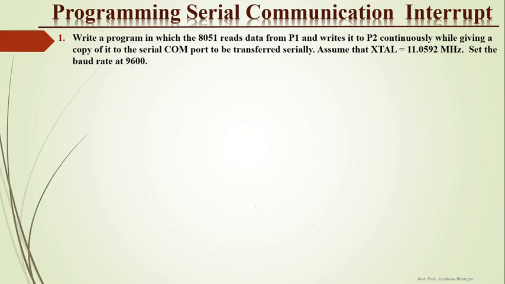So here is the programming of the serial communication interrupt. Our first example is to write a program in which the 8051 reads data from port 1 and writes it to port 2 continuously, while giving a copy of it to the serial COM port to be transferred serially. So here we again have to get data from port 1. Port 1 is the input port, and we have to send that data to port 2 continuously. And while doing this, whatever data we read from port 1, we have to send serially too.